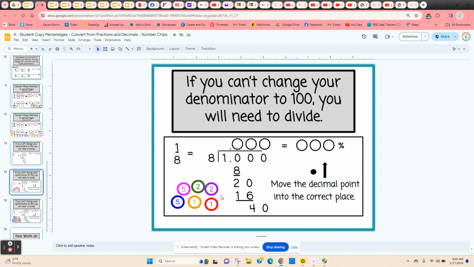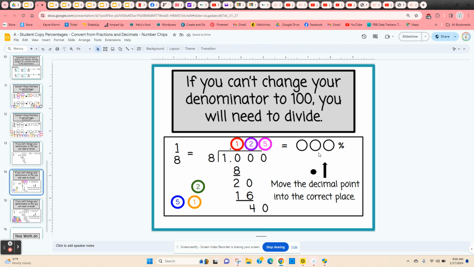So 8 goes into 10 one time, which is 8. Subtract, bring down. 8 goes into 20 two times, which is 16. Subtract, bring down, and now 8 goes evenly into 40. So they have 125 thousandths.